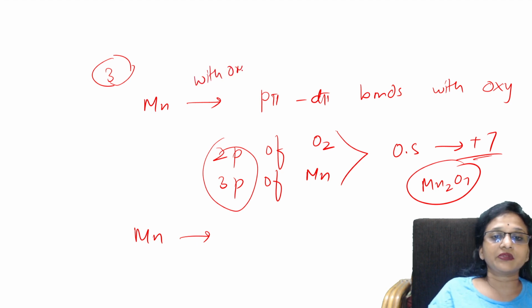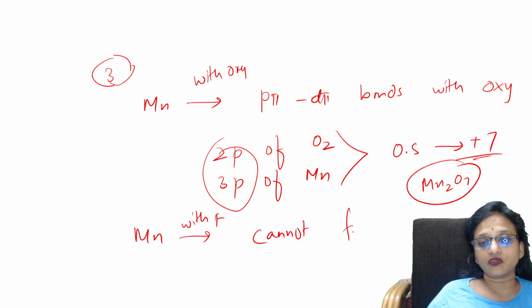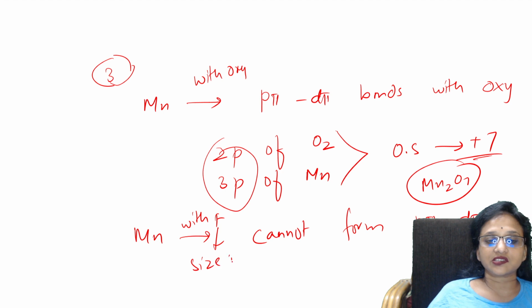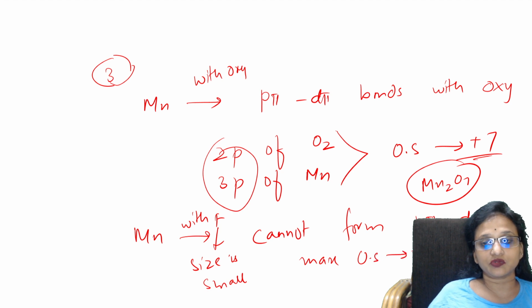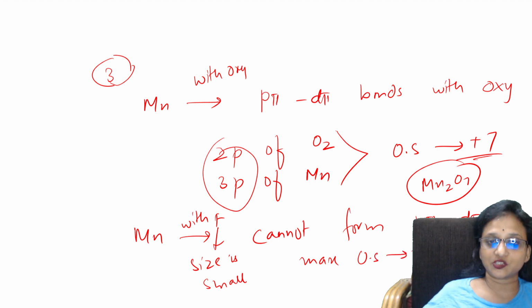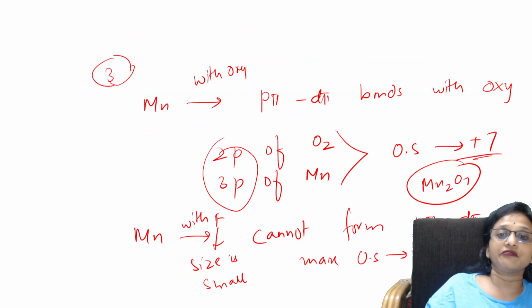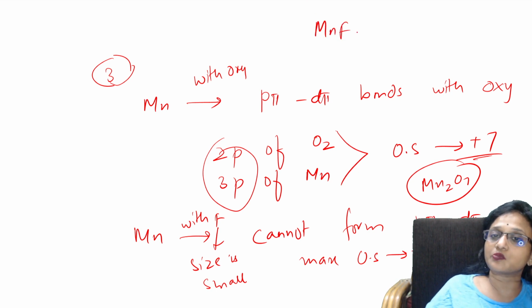Now the same thing, if I am trying to do with fluorine, what is the problem, students? In fluorine, it cannot form p pi d pi bonding. Why? Because the size of fluorine is small. So what is the maximum oxidation state? The maximum oxidation state is +4. That's why you are getting compounds like MnF4. Okay, MnF4 is possible. Mn2O7 is possible with oxygen.